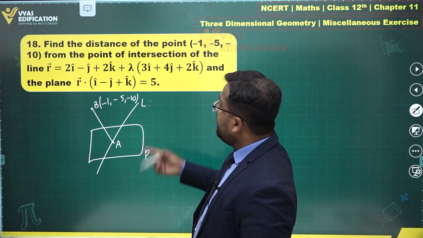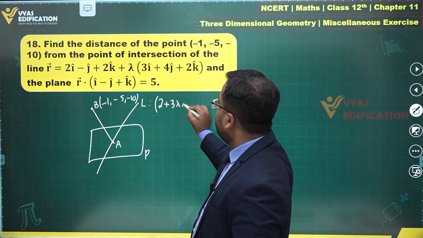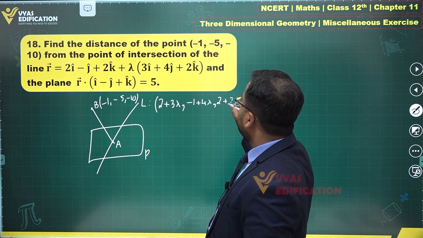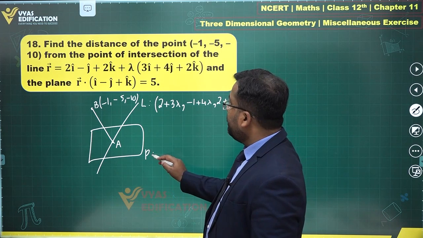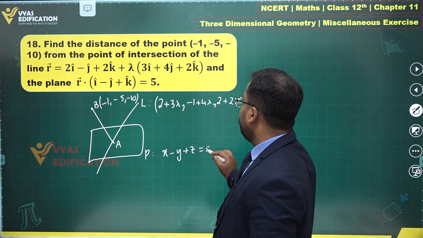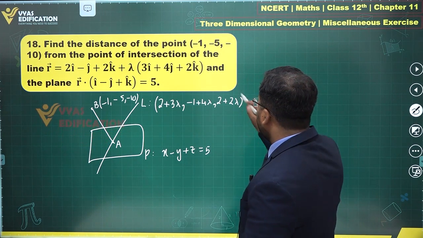Any point on the line can be written in terms of lambda as 2 plus 3 lambda, comma, minus 1 plus 4 lambda, comma, 2 plus 2 lambda. Using this equation, I have directly written the point on the line. The equation of plane is x minus y plus z equals 5, right? The person has given the vector form. We can convert it into Cartesian form whenever we want.